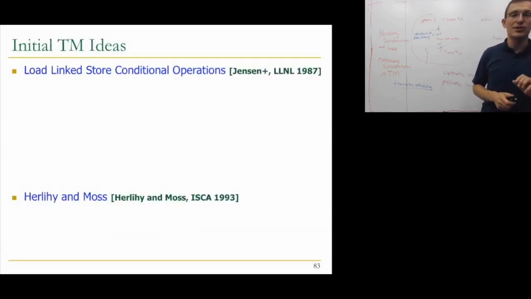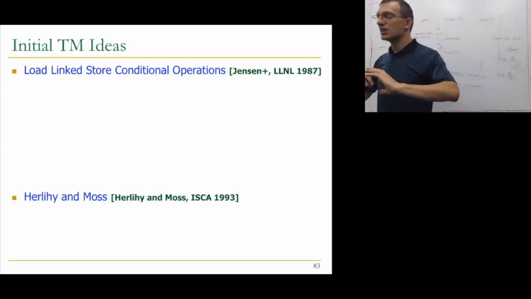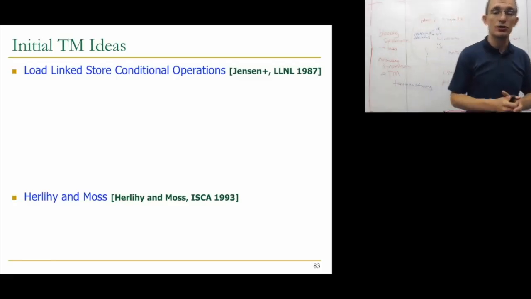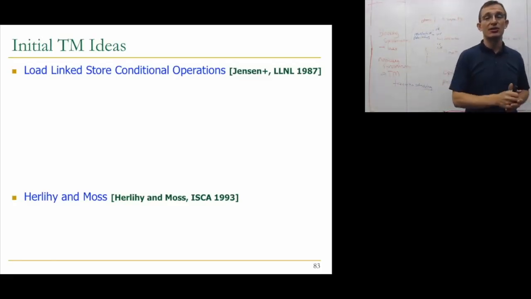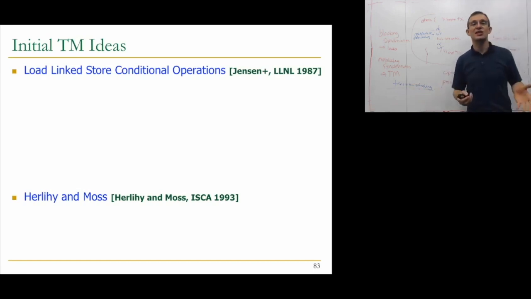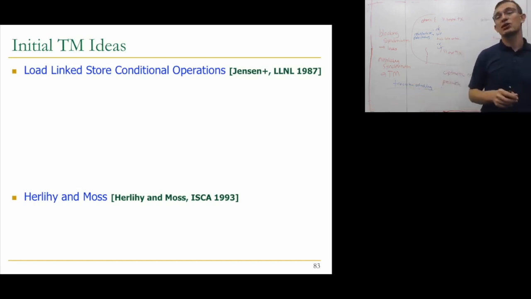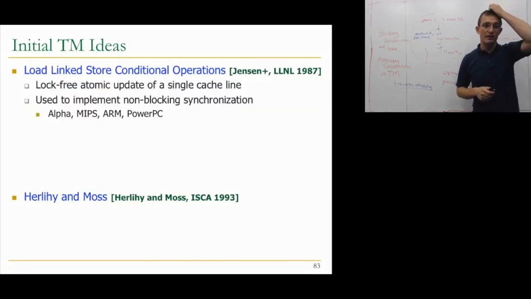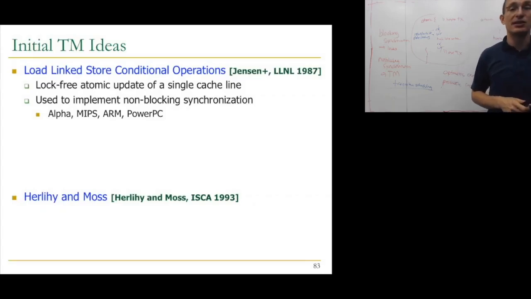Let's go back to the beginnings a little bit and talk about some of the initial TM ideas and current implementations very briefly, and then we'll conclude transactional memory in particular and speculation in parallel machines in general. Transactional memory is actually inspired by load-linked store conditional operations. And the Jensen paper from Lawrence Livermore National Lab Technical Report in 1987 is the first one that introduced this.